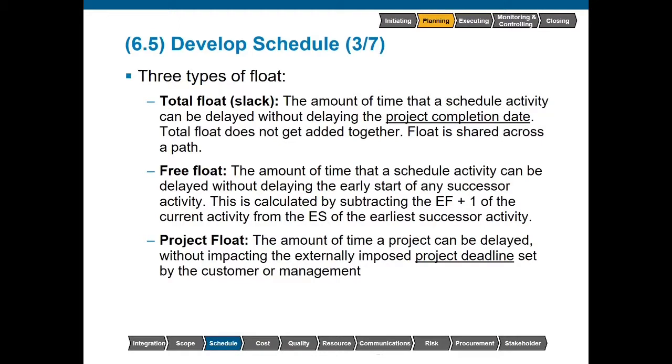Project float is something that we've discussed a little bit earlier. This is typically occurring because of an externally imposed deadline. Somebody has told us that you have this amount of time to complete all of the project work. Project float could be positive or negative. It's going to be pretty rare for it to be a negative project float, but it is a possibility. This is how you would end up with any type of float along your critical path.